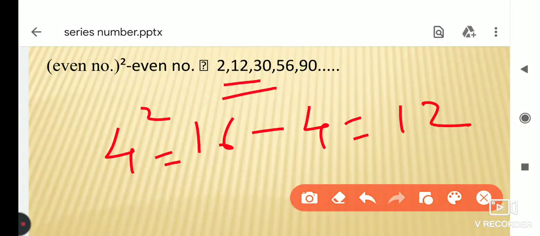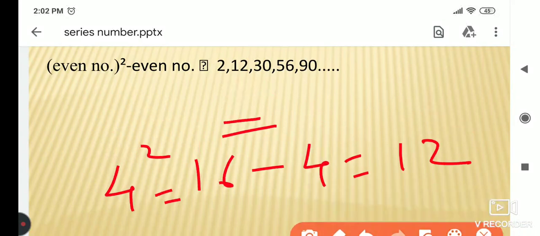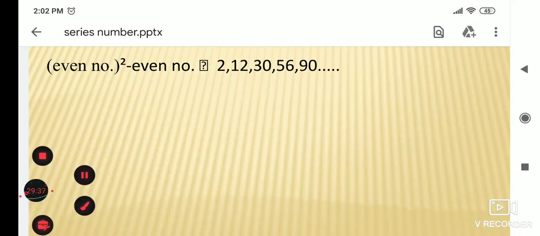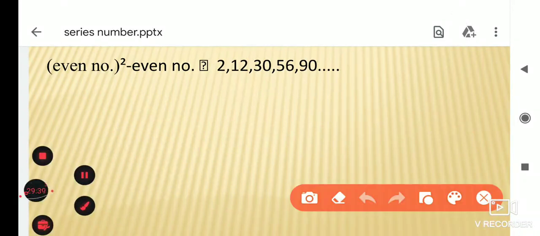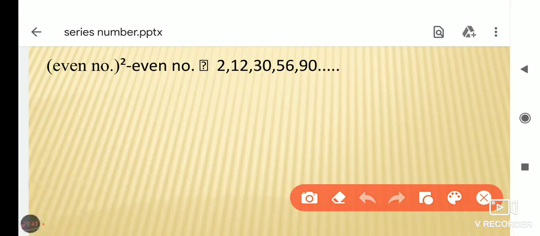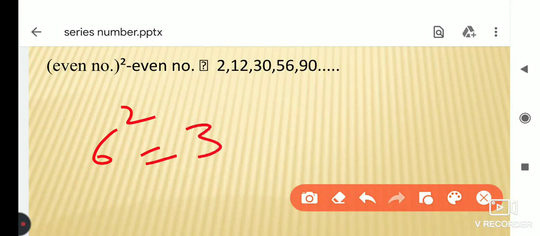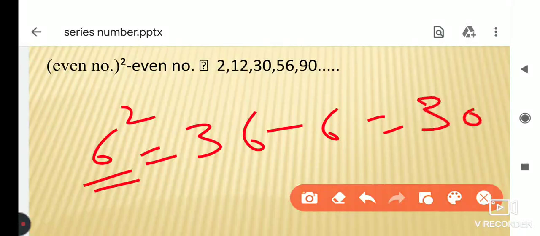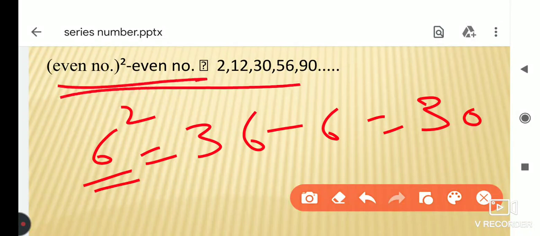The next answer is 30. So what is the next even number after 4? The next even number is 6. So the square of 6 is 36, minus 6 itself, we get the answer, that is 30. So here we can easily identify the pattern: even number square minus even number.